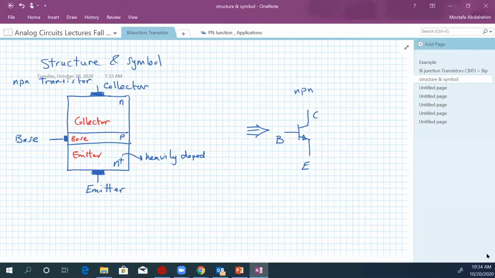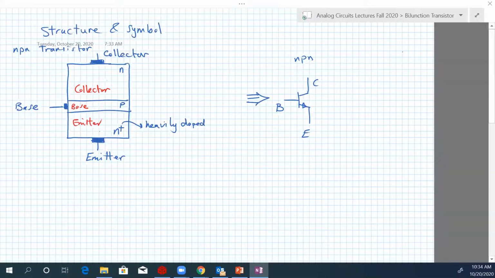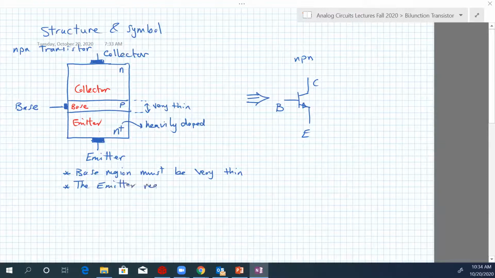So let's have some observations about this structure. We said that the base region must be very thin, I mean very small compared to the other regions. Number two, the emitter region is heavily doped.